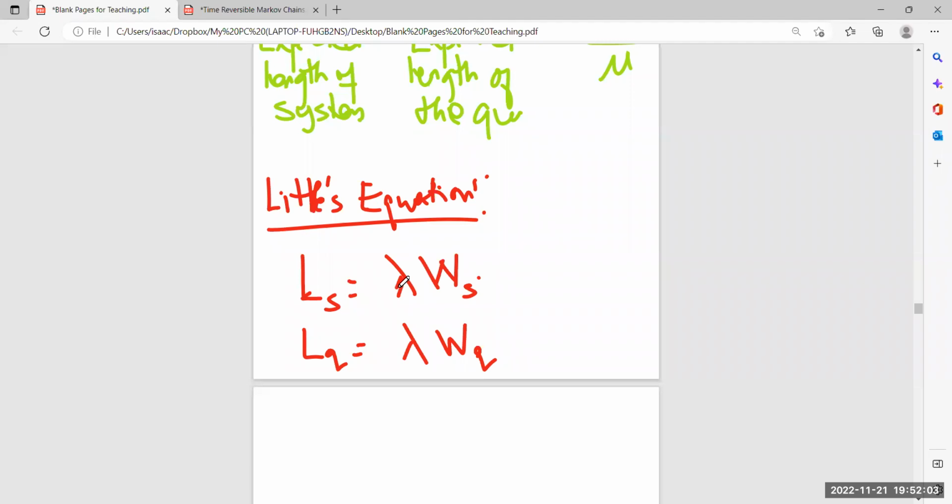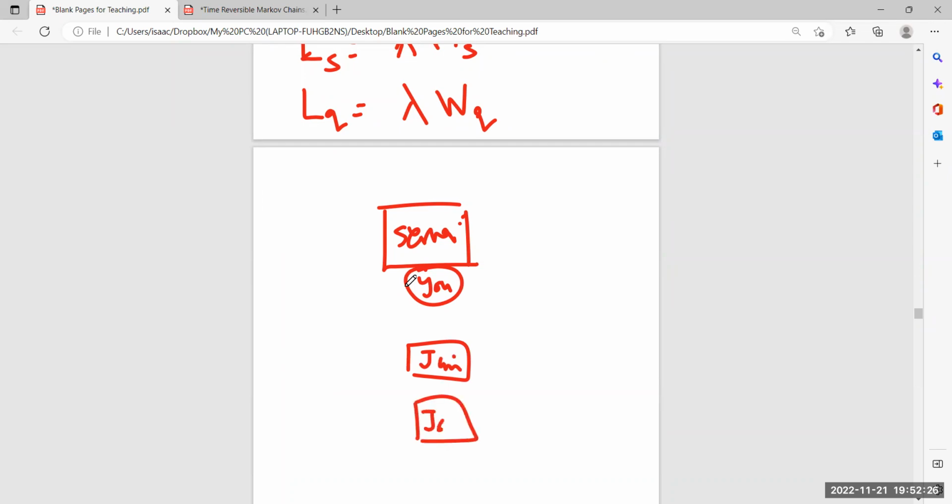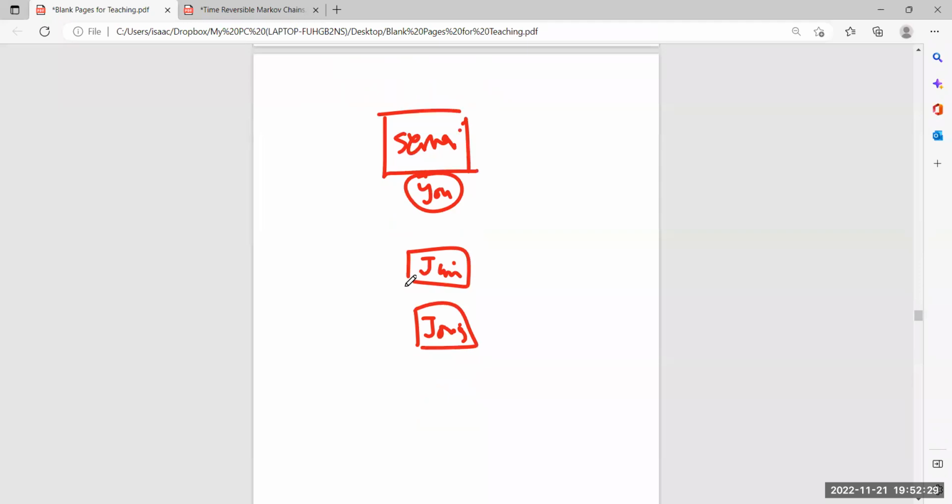Watch it. So if this is your server here, and there's one person here, suppose this is you, and you have people join after you. Let's call them Jim and Jones. So Jim and Jones join after you. When you talk about the system, it is everybody, including the person in front of the server. So in this case, the length of the system is 3.